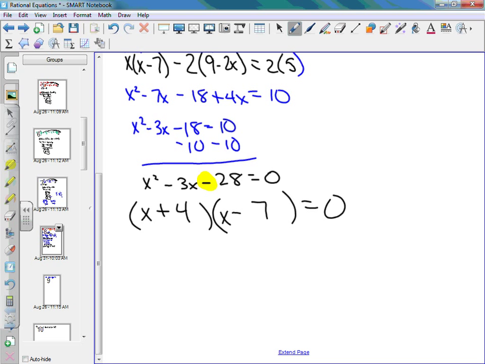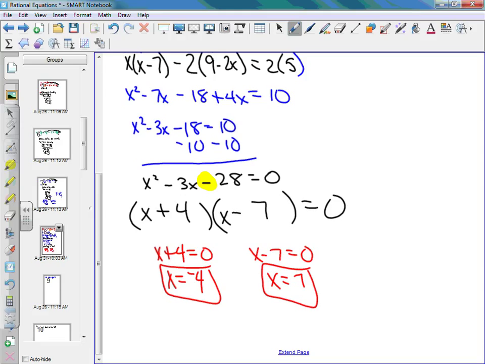Okay? So after we do that, we set each one of these equal to 0. And x is equal to negative 4. And x is equal to positive 7. These are my 2 possible answers. Possible. Do we all understand that?